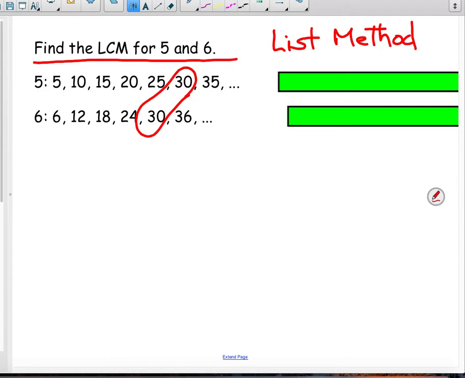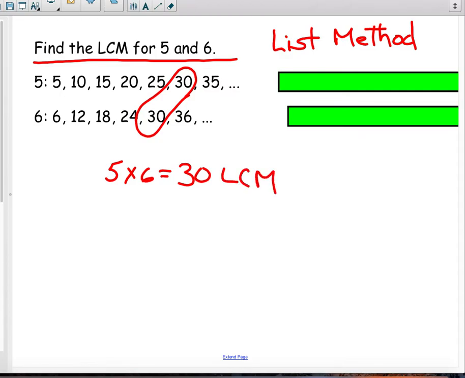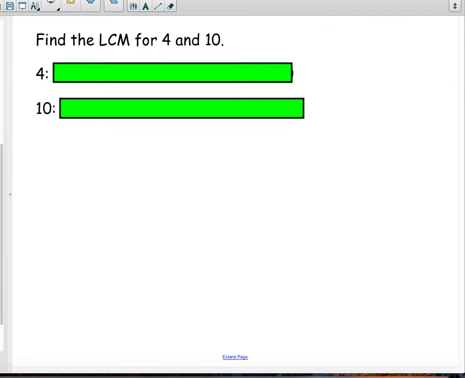In this case, 5 times 6 actually does yield the LCM, but that's not always the case. All right, let's try another example, and again, let's use the list method for this example. I will pause the video now.